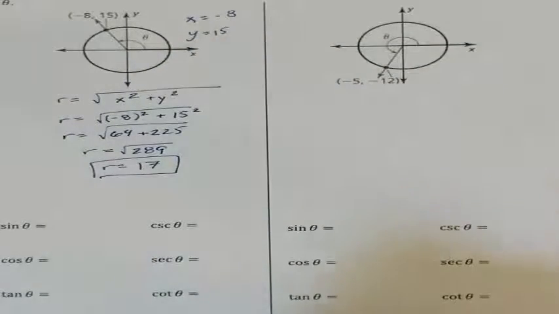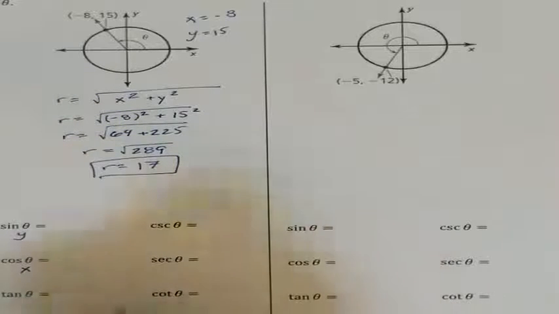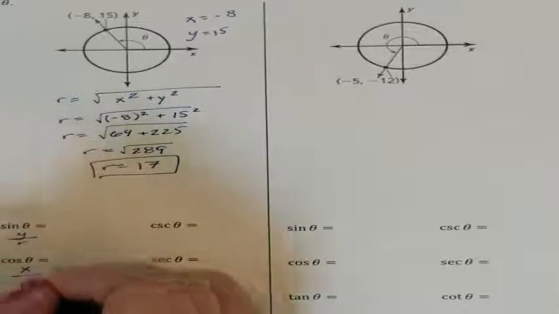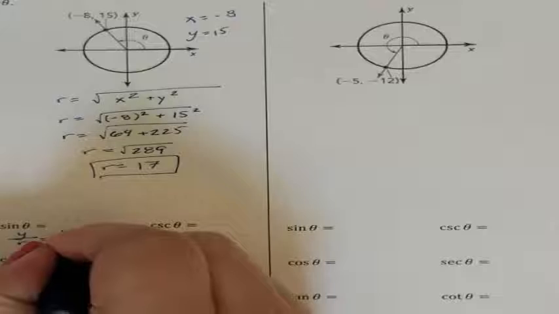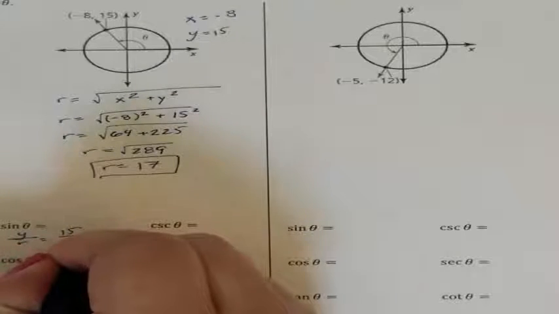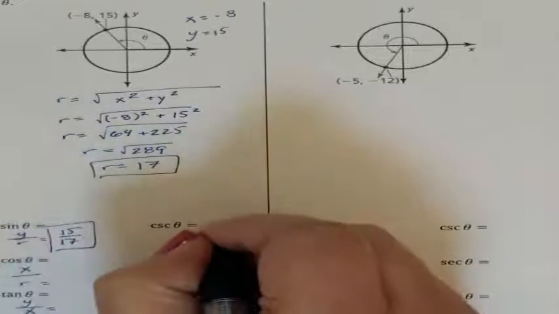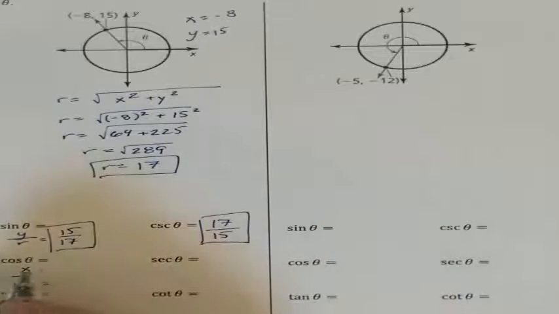So r is 17. Sine uses y, cosine uses x, tangent is y over x. And both sine and cosine are over our r. So y was 15, r was 17. 15 over 17 does not simplify, so that's my final answer. Inversing that, it's 17 over 15, so that's my cosecant.